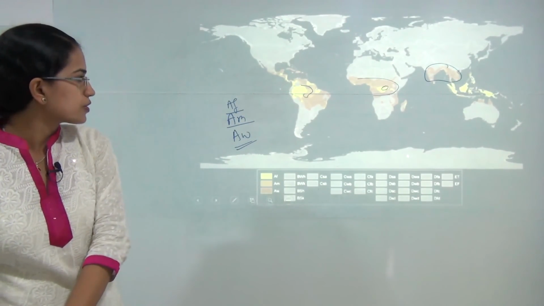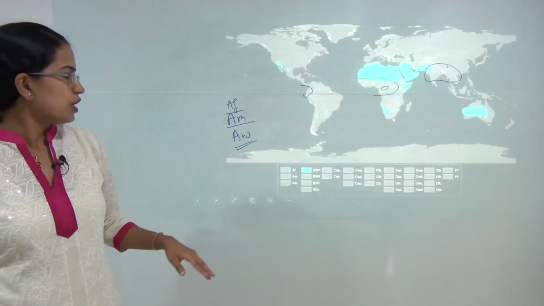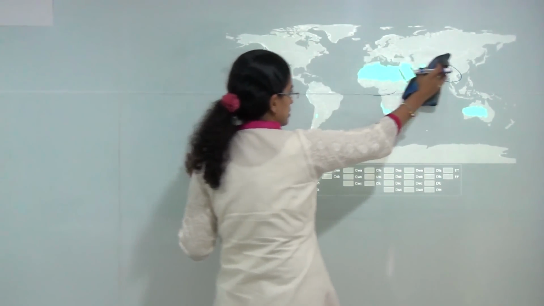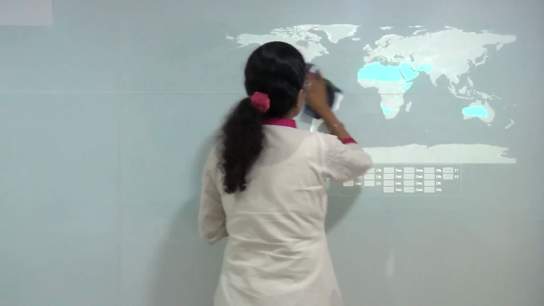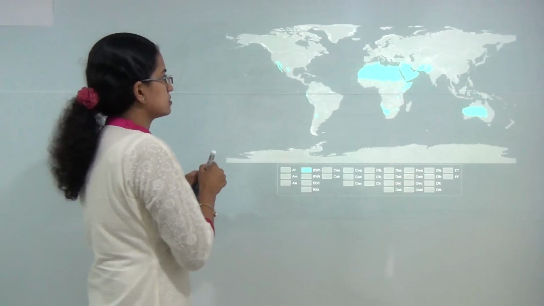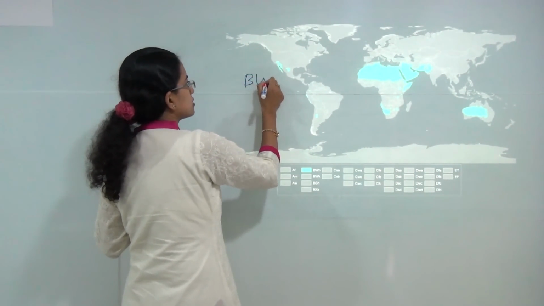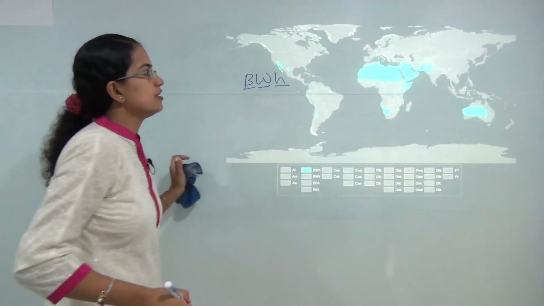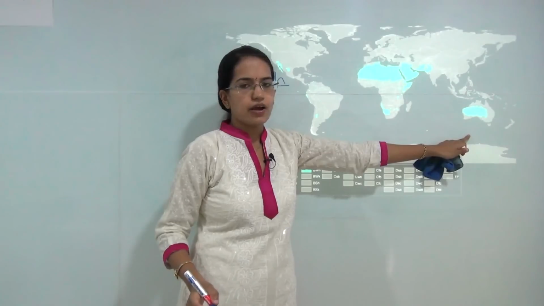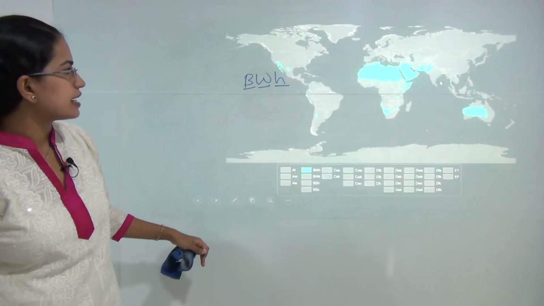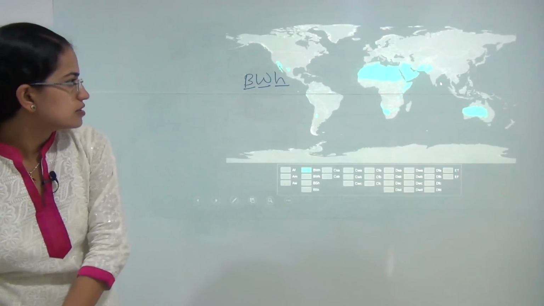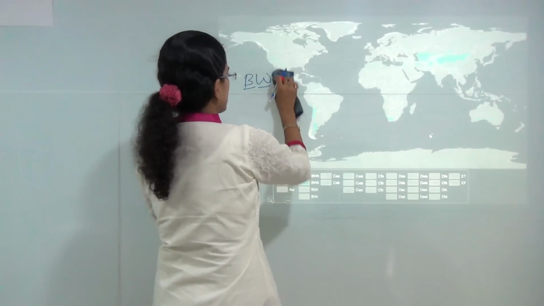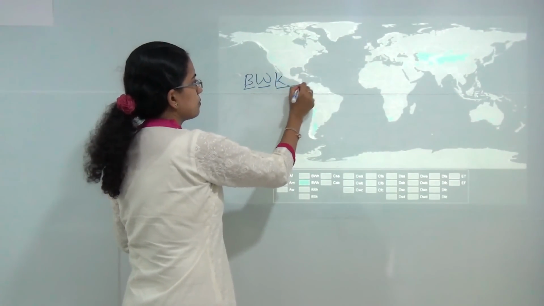Now let's move on to B. So you have the climate B, that is dry climate, and along with dry we are talking about this chart, that is BWH, that is dry desert which is hot. So these are the regions which are marked by hot desert, and in this slide we have the regions that are marked by cold deserts, that is BWK.